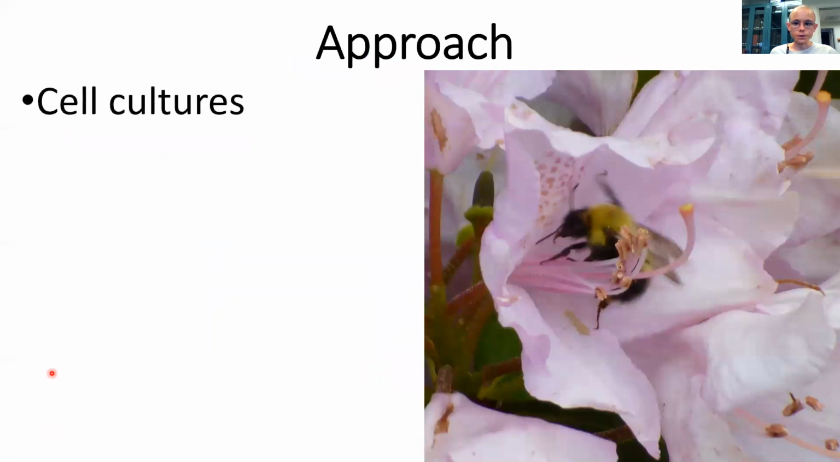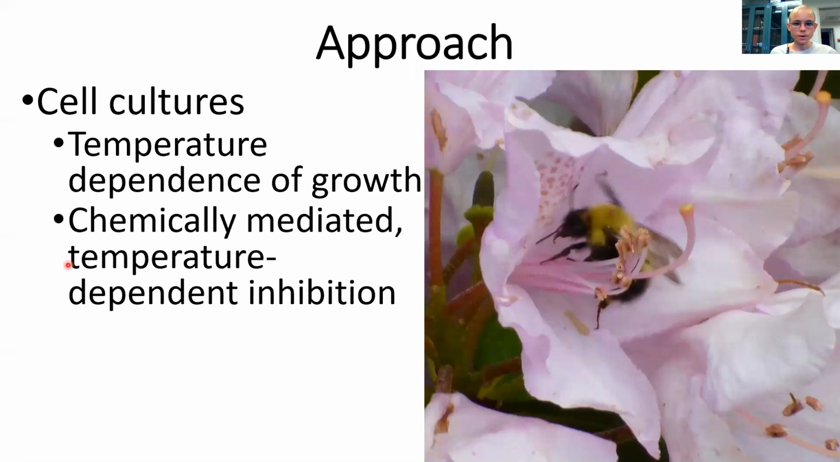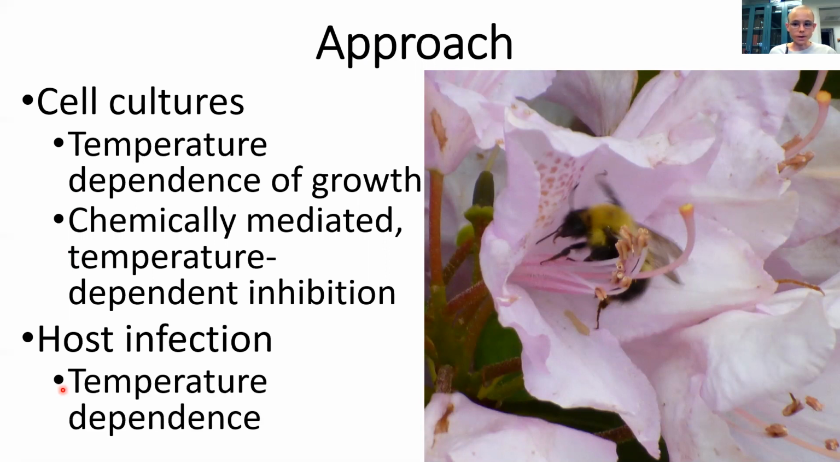I first used cell cultures to characterize the temperature dependence of parasite and symbiont growth rates and antagonistic interactions. I then tested the hypotheses generated by cell culture experiments by measuring the temperature dependence of infection in hosts.